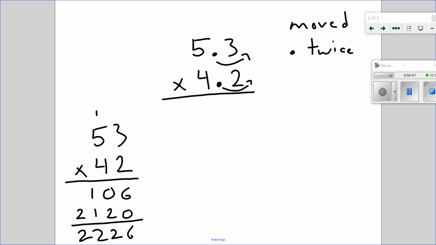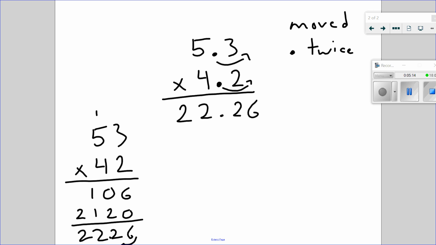So I have 53 times 42 is 2,226. Well, if I move my decimal twice earlier, I just have to move it twice back now. Should be about here. 5 and 3/10 times 4 and 2/10 is the same 4 digits, but now that decimal's moved twice into them. It's 22 and 26/100.